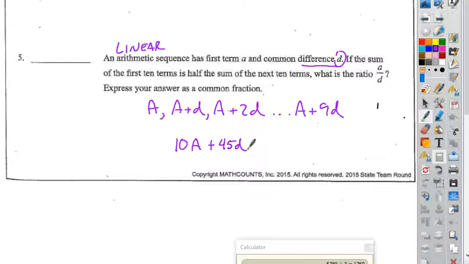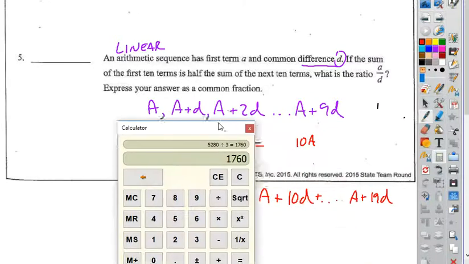So the next 10 terms, I'll use red here, we're going to end up again with the next term is going to be a plus 10d, and that's going to continue all the way to a plus 19d. So how many a's will I have? So I will have 10 a's, I think. And how many d's will I have?